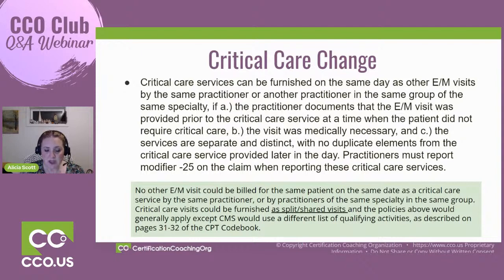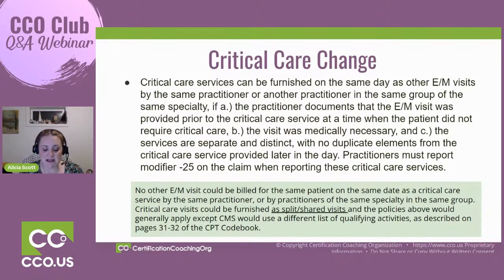Now, in the green box, I found in another article they had stated, no other E&M could be billed for the same patient on the same day as a critical care service by the same practitioner, because then you're double dipping. So if you have practitioners of the same specialty, the same group, you can't do an E&M that's not a critical care and then add a critical care on top of it. It's not going to work.